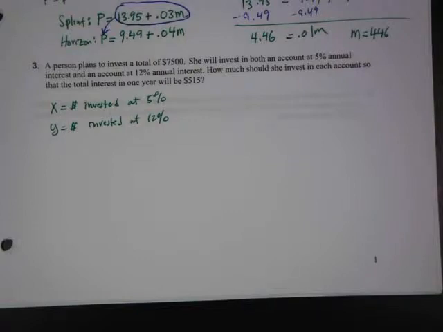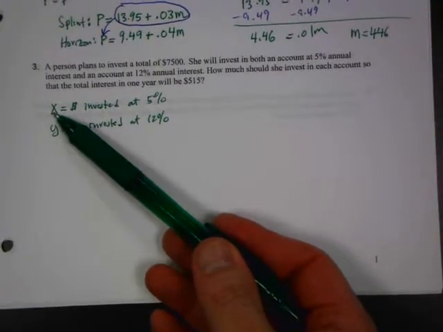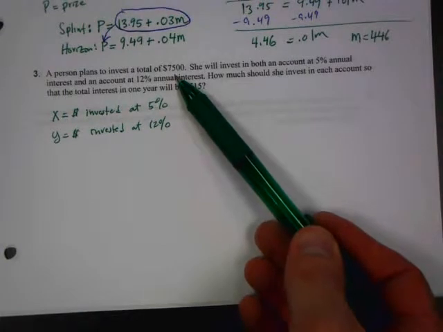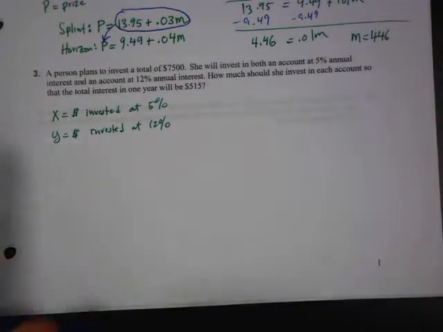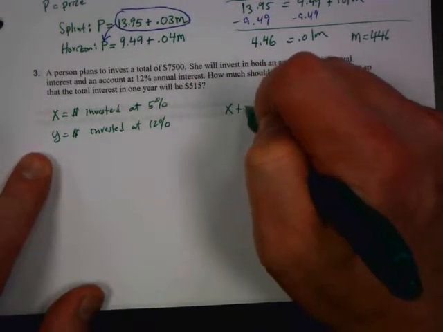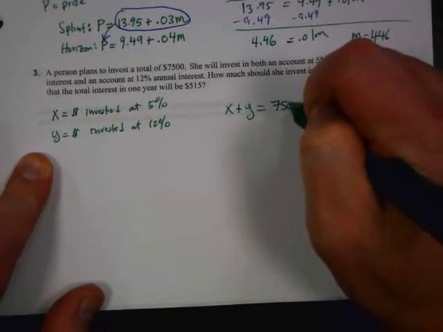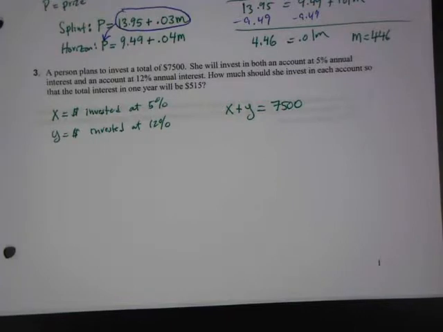Why does X plus Y equal 7,500? Because they just want to know how much you put in your 5% account and how much is in the 12% account. Right, because X is money: how much money I put in one account, how much money I put in the other account. That's how much money I have. So I agree completely. X plus Y, the money from the first account plus the money from the second account, has to be all the money I had. All the money I had was $7,500. So there's one equation.